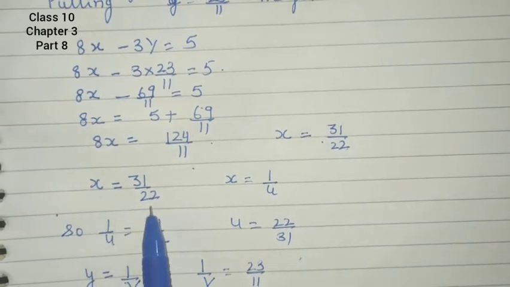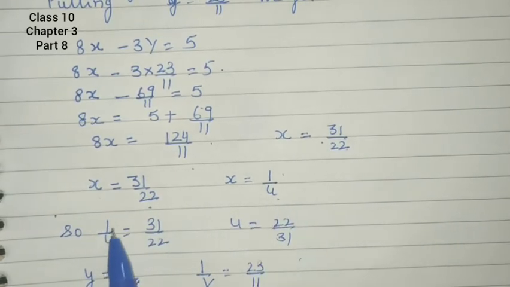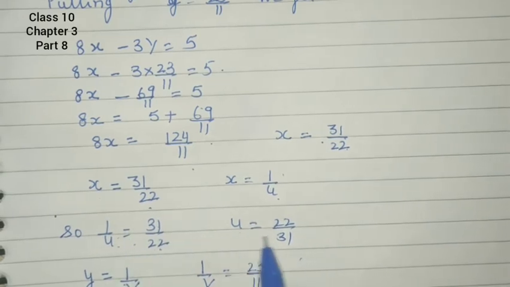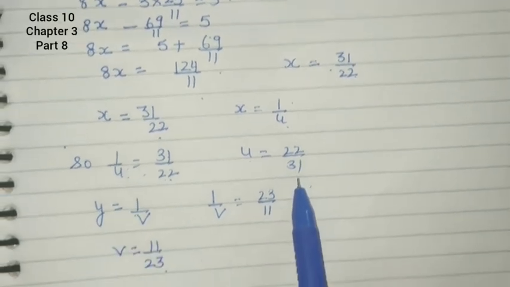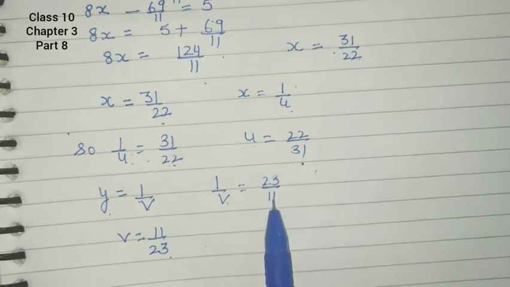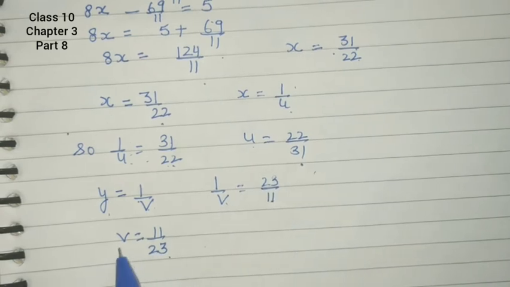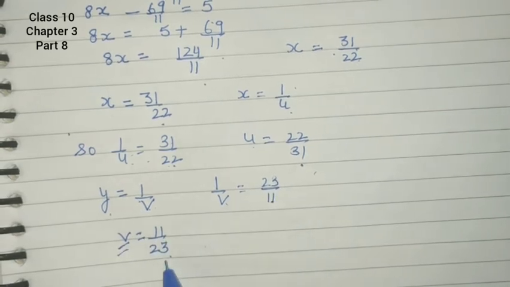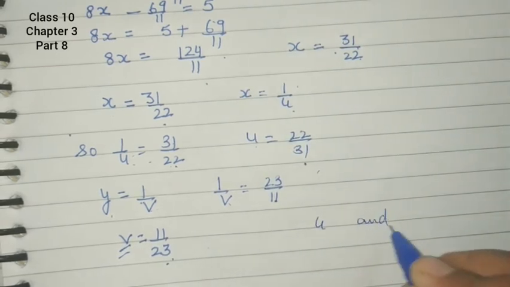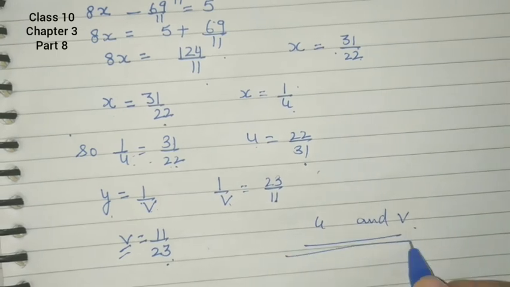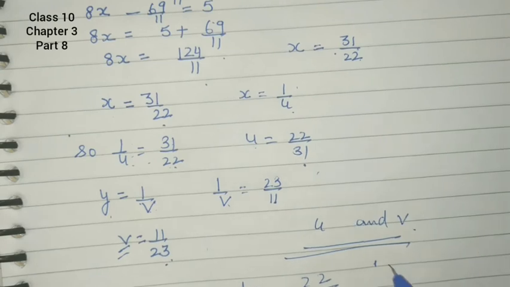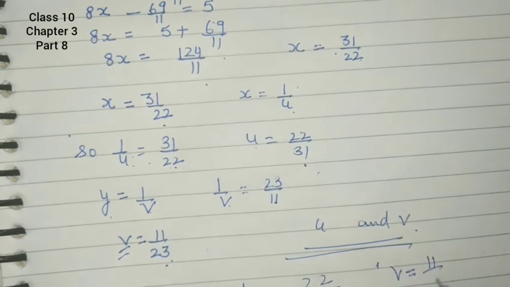X is equal to 31 upon 22, which is 1 upon u. So 1 upon u is equal to 31 upon 22. When we cross multiply it, we get u is equal to 22 upon 31. Y is equal to 1 upon v, and we get 1 upon v is equal to 23 upon 11. Then v is equal to 11 upon 23. That is how we get the values of u and v, and we hope you understand it very well. U is equal to 22 upon 31 and v is equal to 11 upon 23.